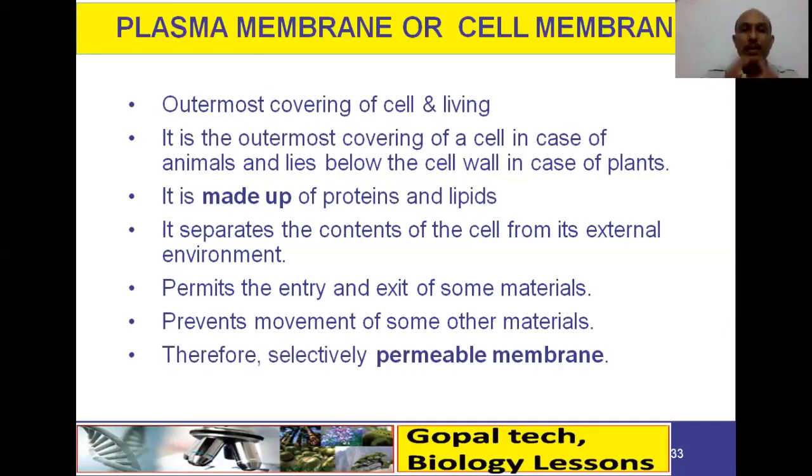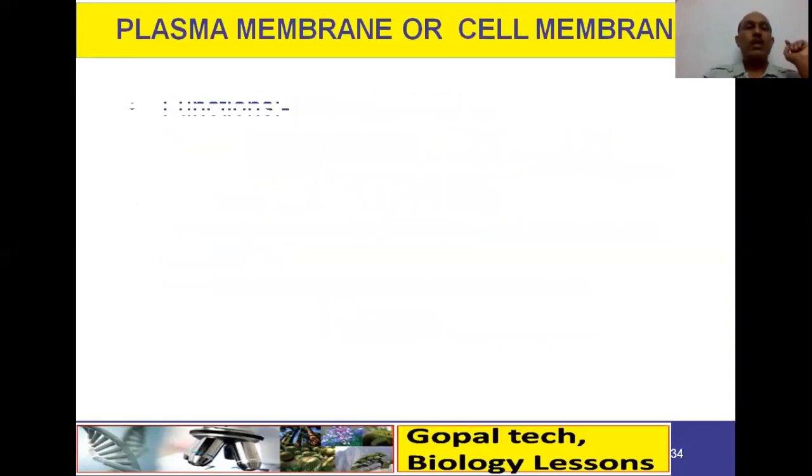Therefore, the plasma membrane or cell membrane is called a permeable membrane, and also a selectively permeable membrane. वो select करके किसी को अंदर जाने देता है या बाहर आने देता है. Selectively permeable membrane. Why? Very, very important question.